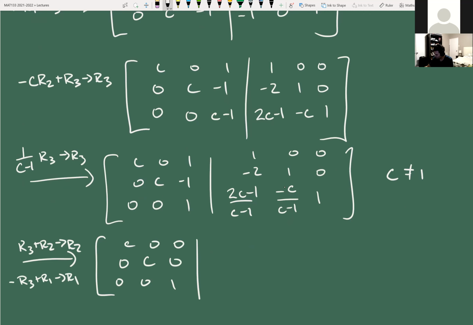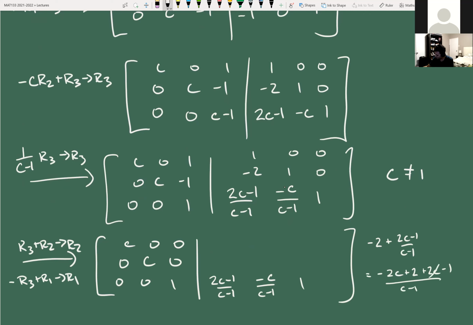And then we're almost done once we've done this. So we're going to get 2c - 1 over c - 1, -c over c - 1, 1. Okay, so if I add these, this is going to give me on the side -2 plus (2c - 1) over c - 1. So that's going to be -2c plus 2 plus 2c - 1 divided by c - 1. These cancel, so I'm going to get 1 over c - 1 here.